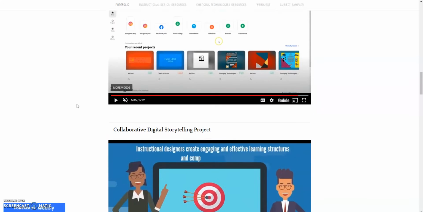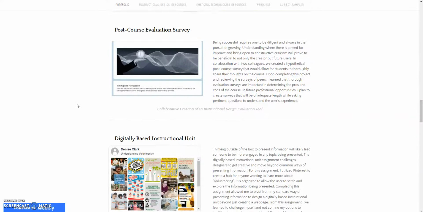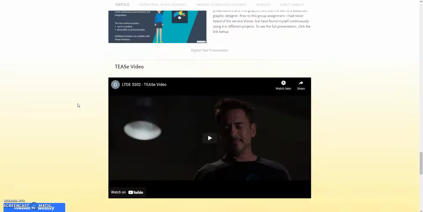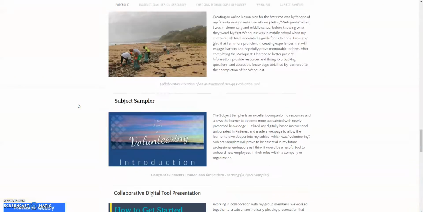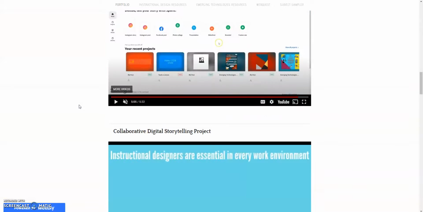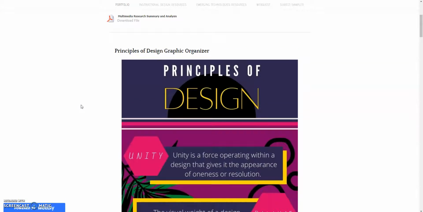So yeah, this is my portfolio. This is everything that I've completed so far since the fall 2020 semester, and I'm very proud of everything. And I look forward to adding more to it next semester.